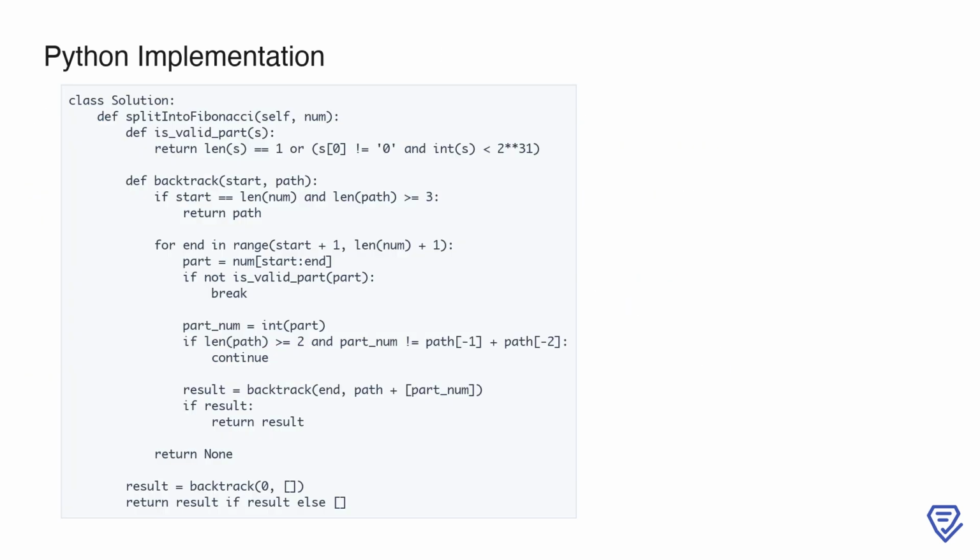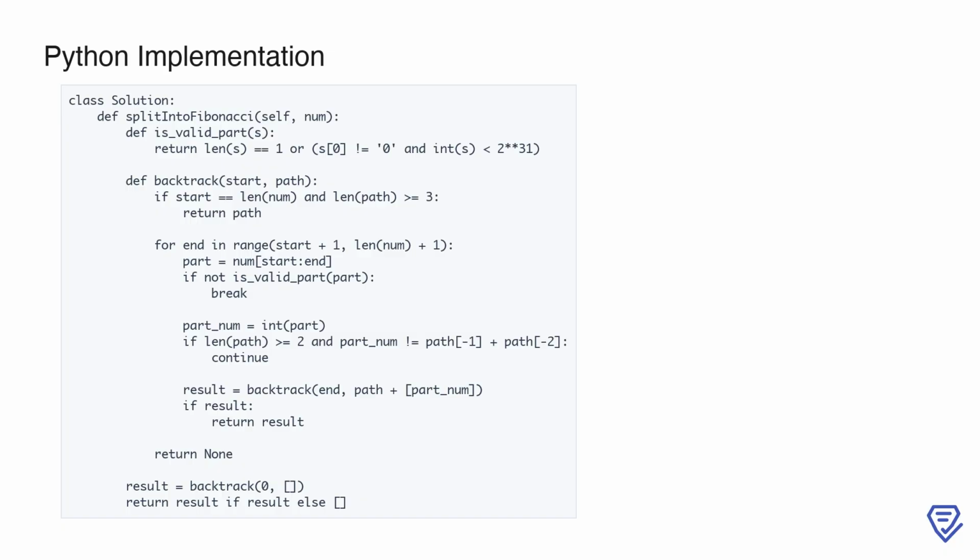This implementation solves the problem of splitting a string into a Fibonacci-like sequence. The function split into Fibonacci takes a string number and attempts to find a valid sequence. First, the helper function is_valid_part validates substrings to ensure they don't start with a 0, unless they are 0, and that they are within the 32-bit integer limit. This prevents invalid numbers from being used in the sequence.